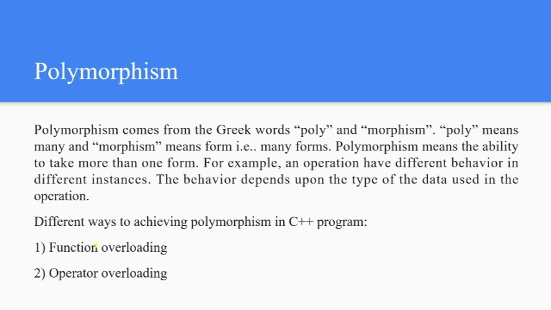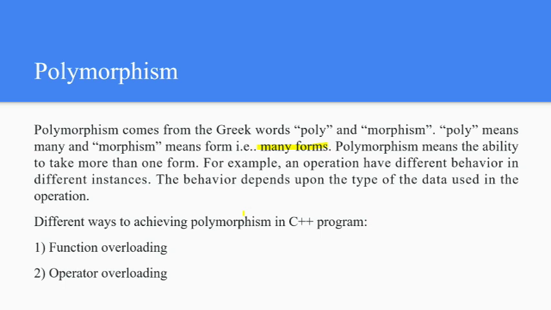Now we're going to learn about polymorphism. Polymorphism comes from the Greek words poly and morphism. Poly means many and morphism means form. So basically polymorphism just means many formed. So polymorphism means the ability to take more than one form.